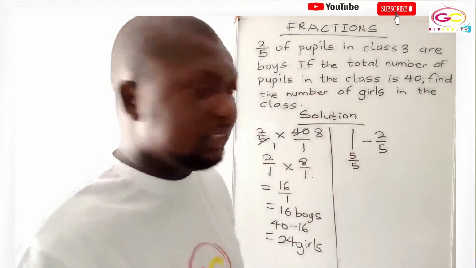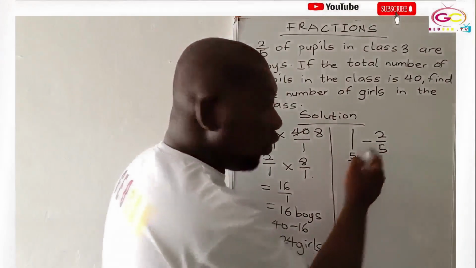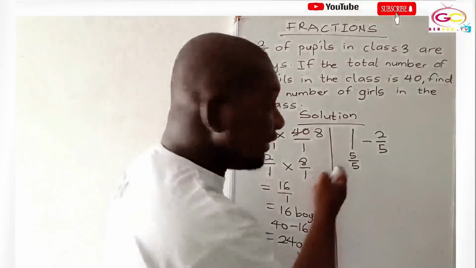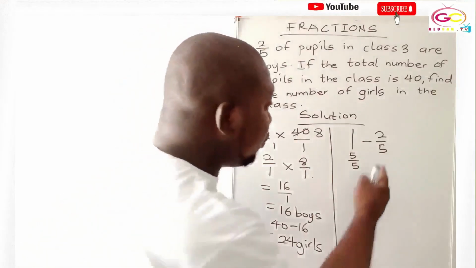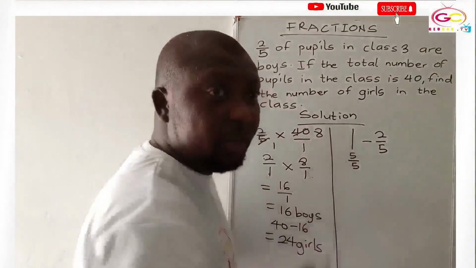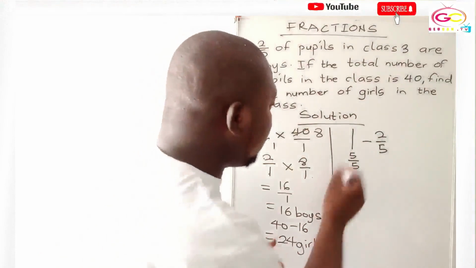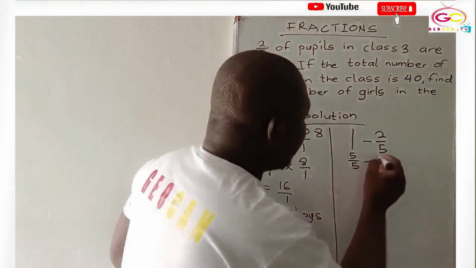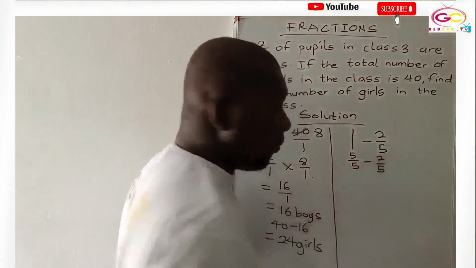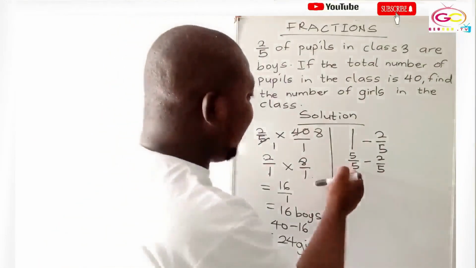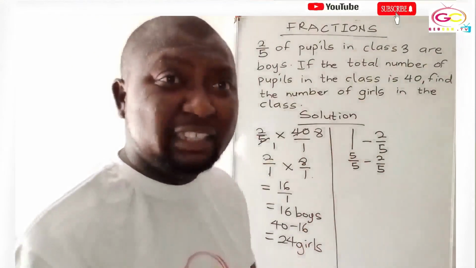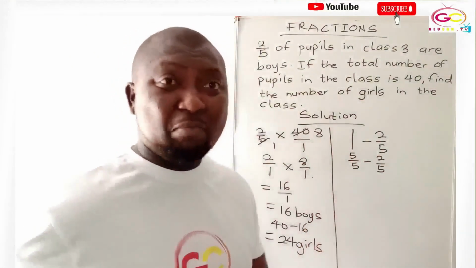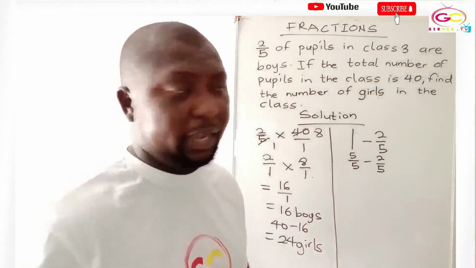I believe you got that. If this denominator was 4, you would have written the one as 4/4. If it were 3, you would have made the one whole number 3/3. So 5/5 minus 2/5. By now, I believe you know 5/5 is the same as one whole number, and we are doing that to make it easier for us to subtract. Math is systematic. Okay, good.